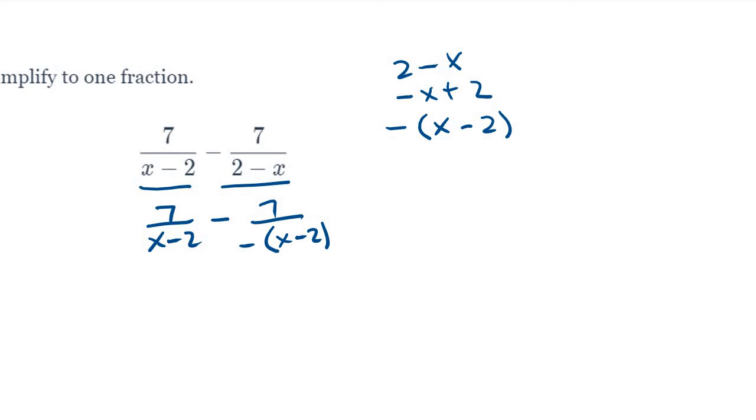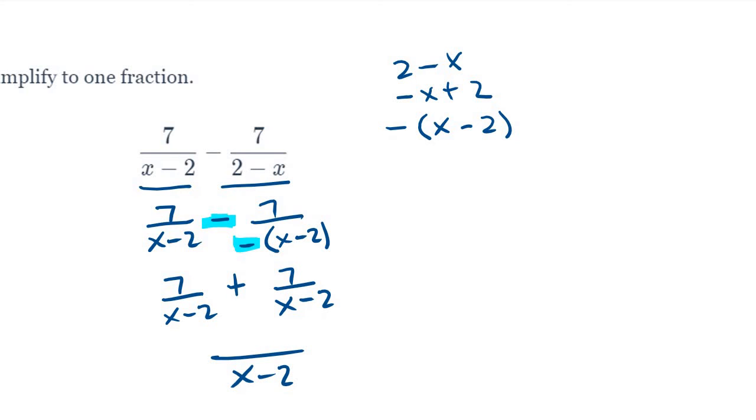So it's like I'm dividing. I have a minus divided by a negative, so those two will turn the problem into an addition problem. So it's really x minus 2 at the denominator. And now since it's only a common denominator, I just keep it and then do 7 plus 7. So the final answer is 14 over x minus 2.